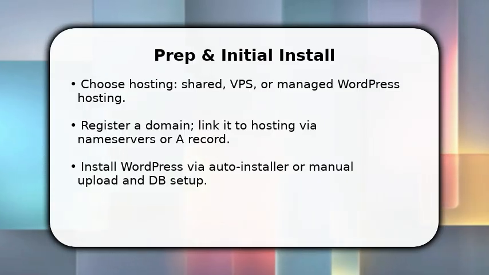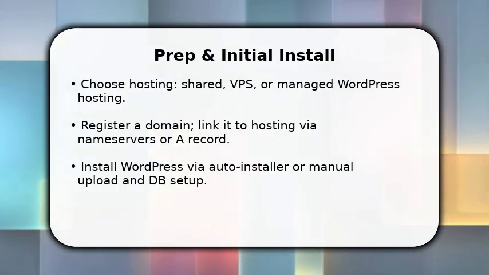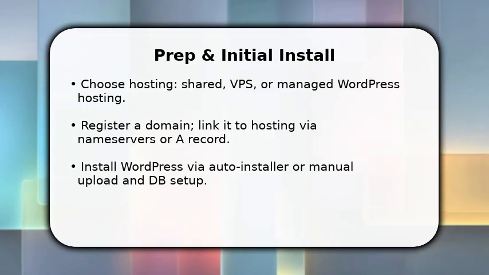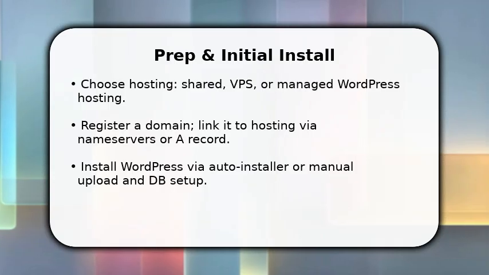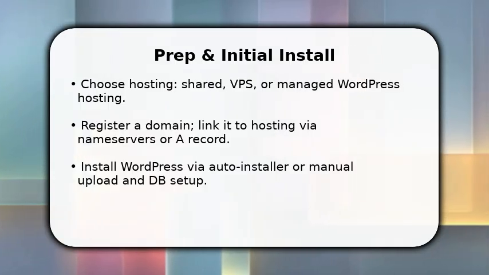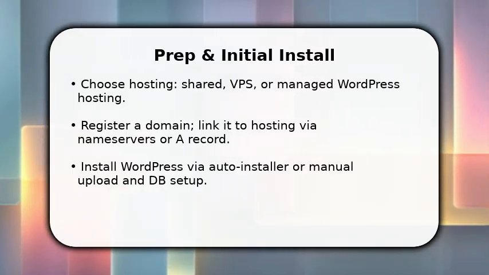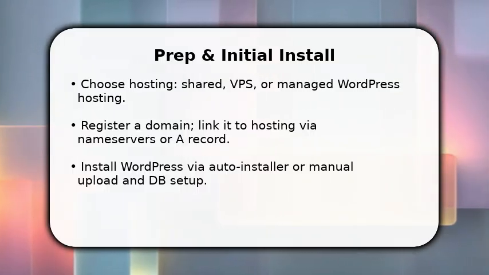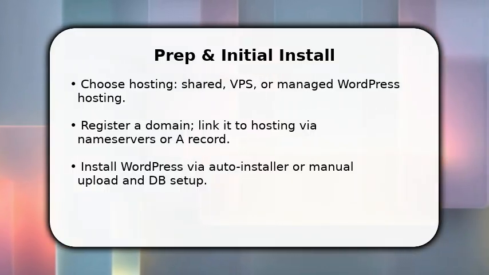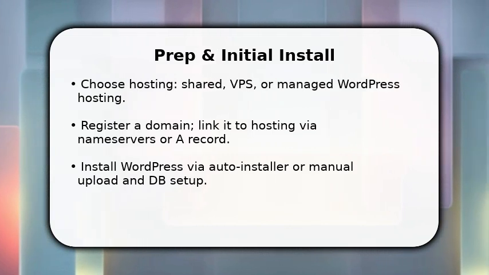You start by selecting hosting and a domain so your site has a home. Choose a plan that fits traffic expectations. Managed WordPress saves time. Once done, install WordPress with the host's auto-installer or by uploading files, creating a database, and running the installer script. Make sure to set secure admin credentials and pick an initial theme. This gives you a working site to customize. These steps get you from zero to a live WordPress instance ready for content.